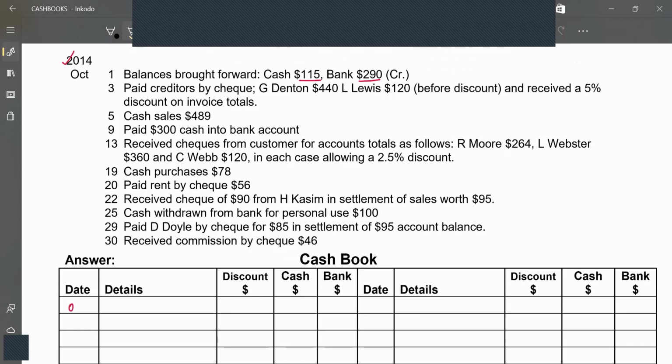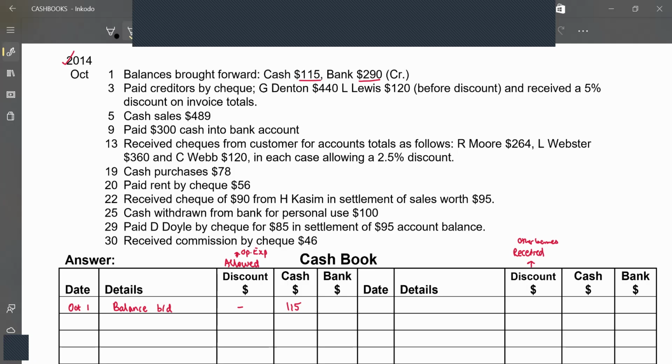On the debit side, I'm going to write down October 1 and balance brought down. For the cash column, it is going to be $115. You don't have balances for discount, because on the debit side you have discount allowed, and discounts allowed are operating expenses, whereas on the credit side you have discounts received, and discounts received are other incomes. So you don't have balances for expenses and incomes, right?